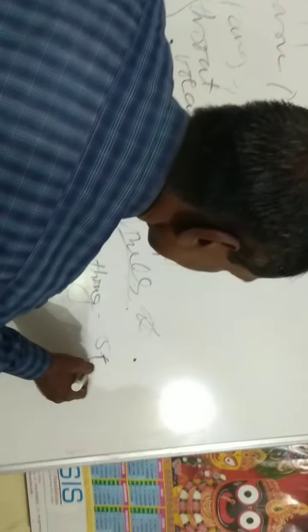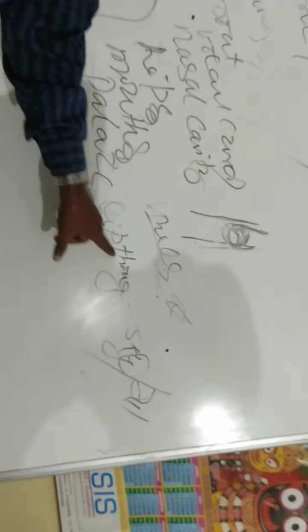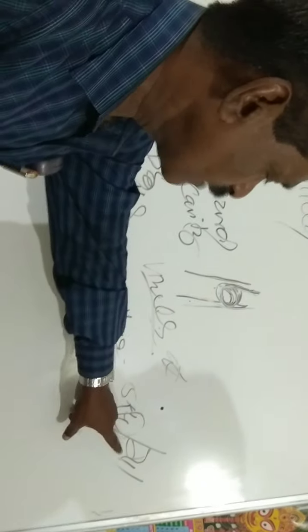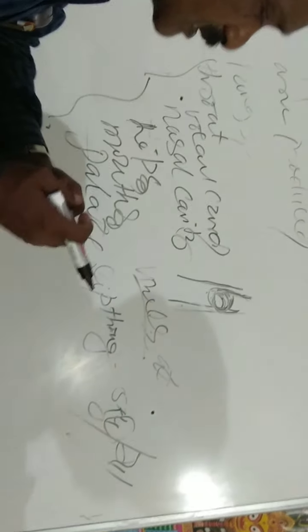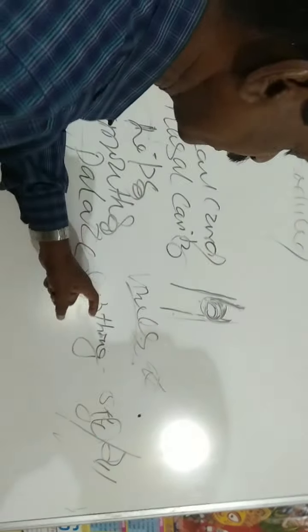If I utter the word sky, the Y becomes AI. So therefore it is a diphthong. It combines two vowel sounds, and when joined together it produces one unit of sound. So therefore it is a diphthong.